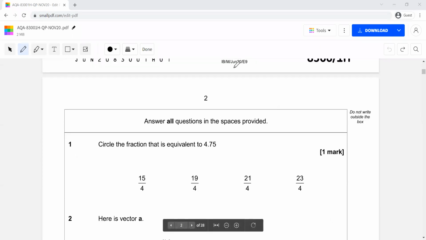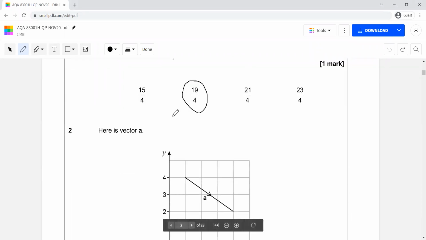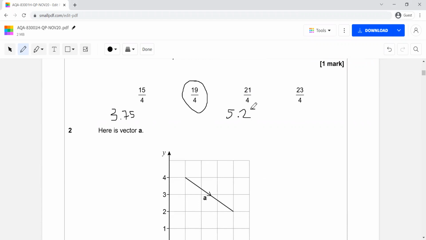Okay, let's start. Question 1. Circle the fraction that is equivalent to 4.75. 19 over 4. Question 2. Actually, let me just explain why. This is 3.75. This, like we said, is 4.75. This is 5.25. And the last one is 5.75.